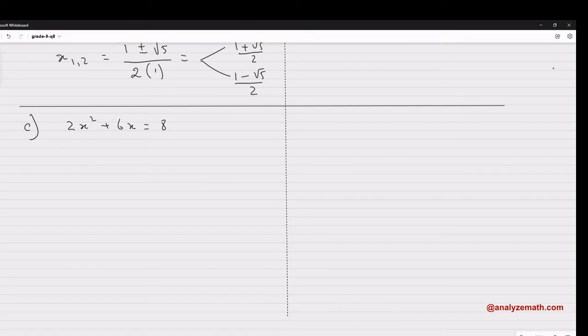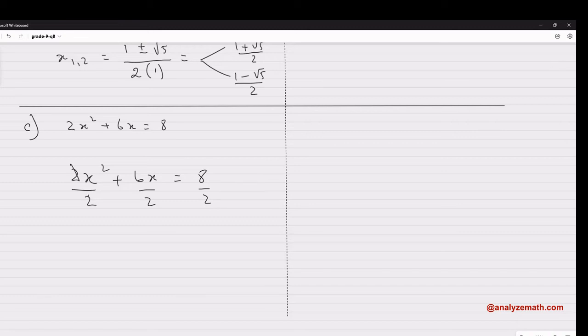Now we solve the equation in part C, which is 2x² + 6x = 8. Now when we look at the coefficients and the constant here, they are all even numbers. Therefore, before we start solving, what we can do is to divide all terms by 2. So 2x² + 6x = 8, divided by 2 here, by 2 here, and by 2 here, everywhere, all the terms.